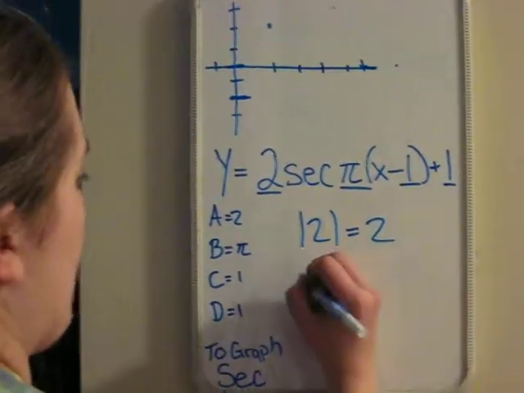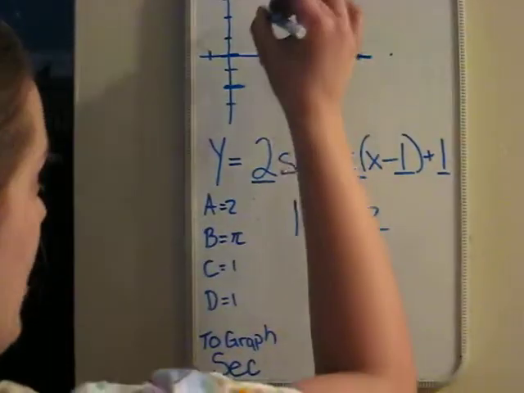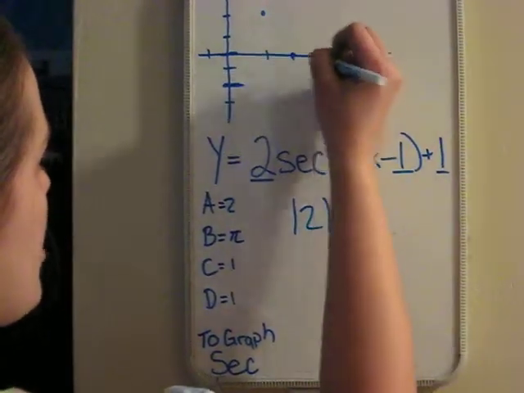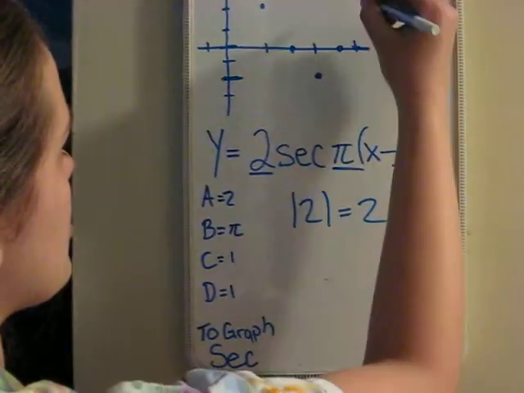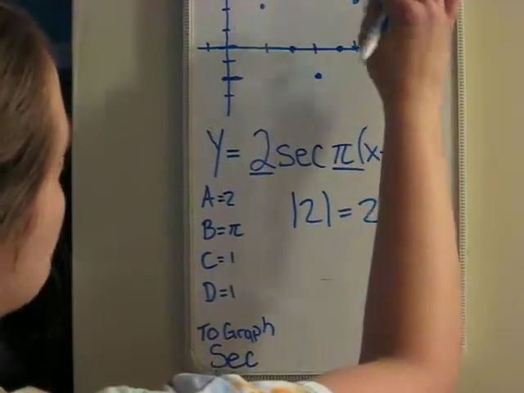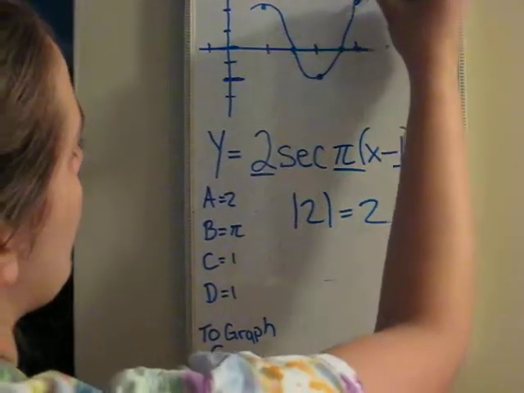So a cosine graph, a positive cosine graph, which is what we're doing right now, starts at a maximum, goes to an intercept, then to a minimum, then to an intercept, and back to a maximum. So then we can just sketch that in, and it looks kind of like that.